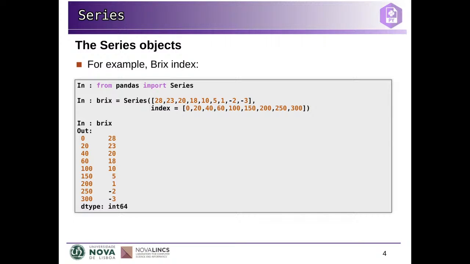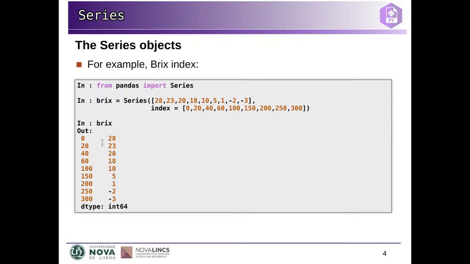So let's consider this example. The Brix index is a measure of glucose levels or sugar levels in water or in aqueous solution, and it's often used to follow fermentation in winemaking, so to check when the sugars in the grapes are being consumed and turned into alcohol by the microorganisms.